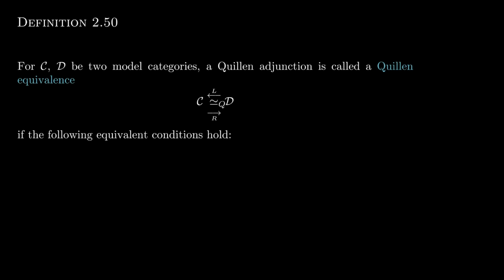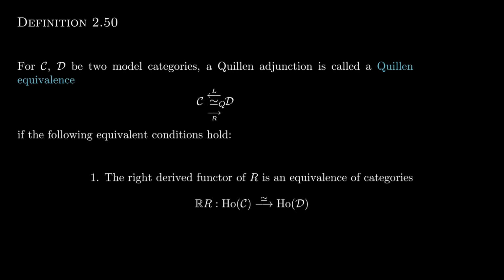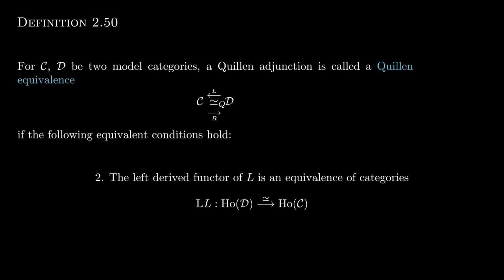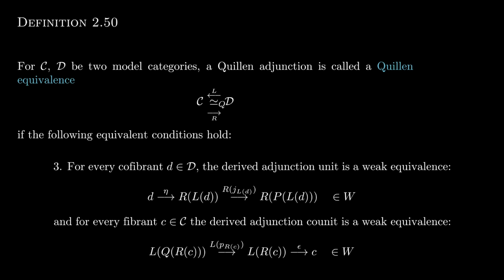Quillen adjunctions can also strongly relate two model categories on the level of their homotopy categories. We say that there is a Quillen equivalence if any of the following equivalent conditions are met. First, the right-derived functor is an equivalence of categories. Second, the left-derived functor is an equivalence of categories. Third, for every cofibrant object D, the derived adjunction unit is a weak equivalence.